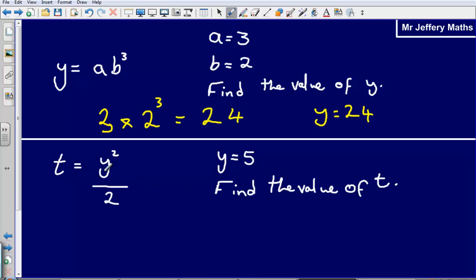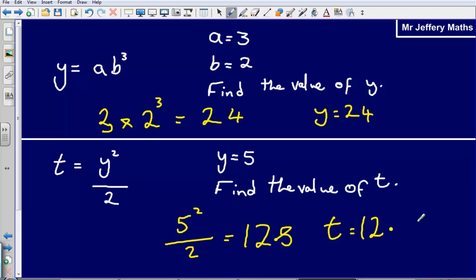Then this one here, t is equal to y squared divided by 2. Y equals 5. Find the value of t. So y is equal to 5. So substituting 5 into this formula, that's going to give me 5 squared divided by 2. So 5 squared is 25. 25 divided by 2 is going to give me 12.5. And so that means that I could say that t is equal to 12.5.